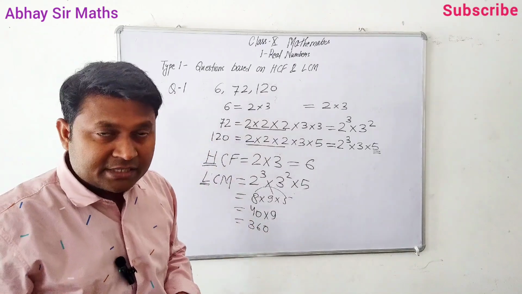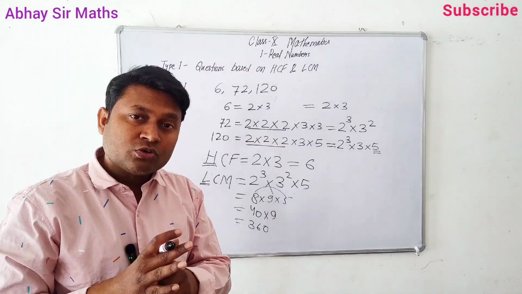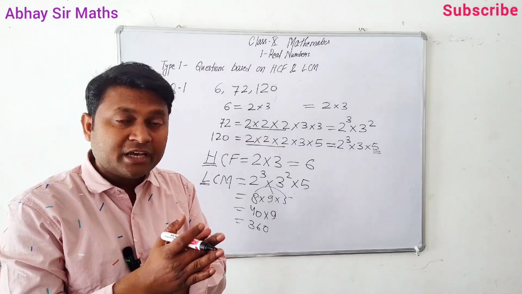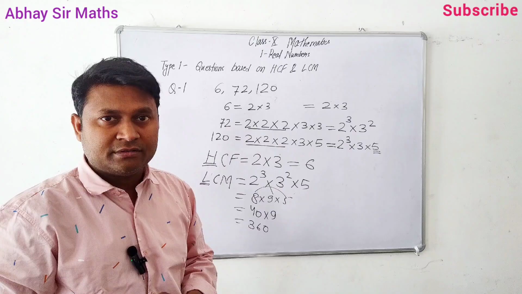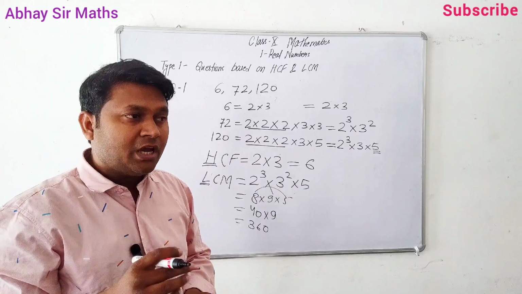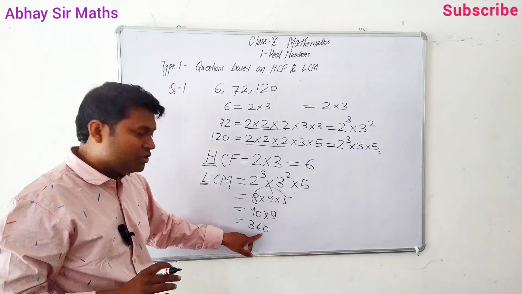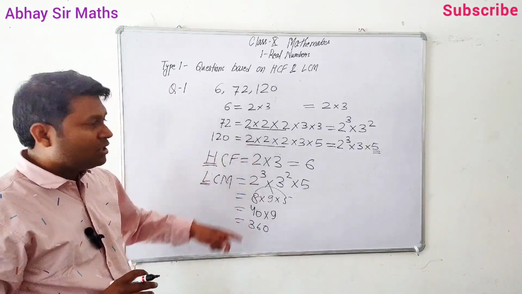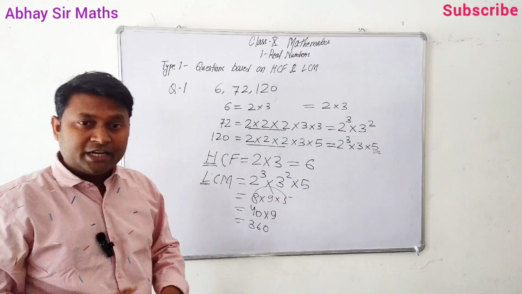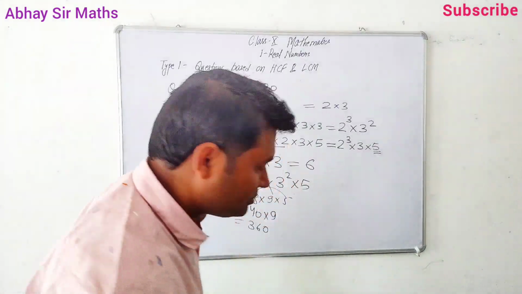What is the logic behind this? We have to multiply those numbers first which give zeros at the end when multiplied. So in this way our multiplication becomes easy. All right. So this is 360. Now question is solved. And let's move on to the next question.